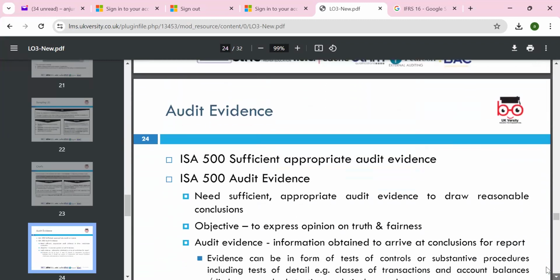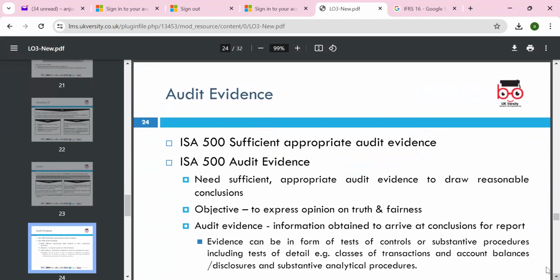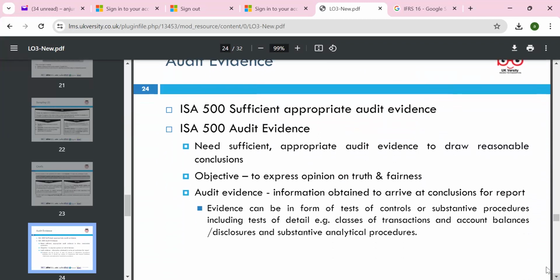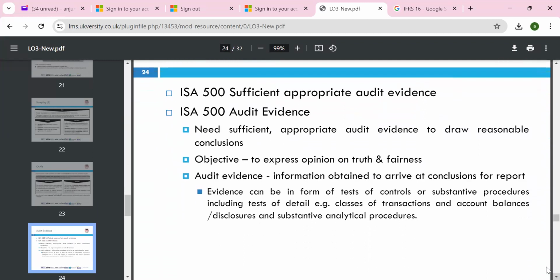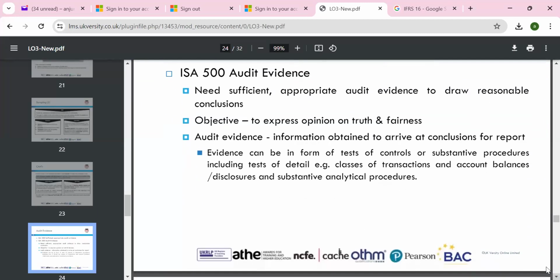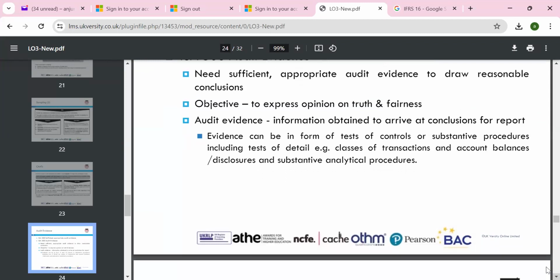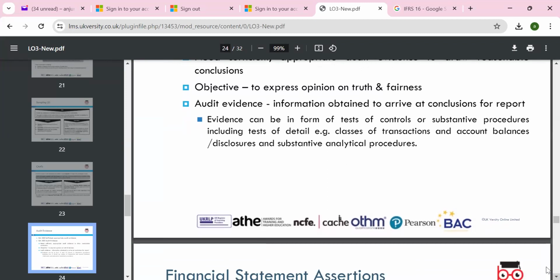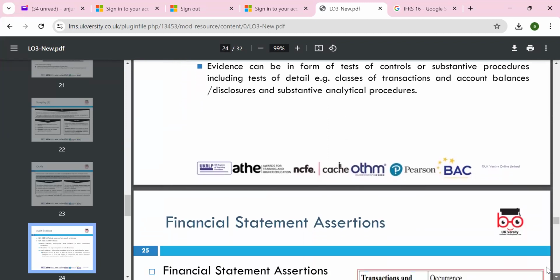And audit evidence: ISA 500 requires sufficient appropriate audit evidence. ISA 500 audit evidence needs to be sufficient and appropriate, to draw reasonable conclusions, with the objective of expressing the opinion of true and fair. Audit evidence includes obtaining, arriving at, and concluding on the reports. Evidence can be in the form of tests of control and substantive procedures, covering classes of transactions, account balances, and disclosures.